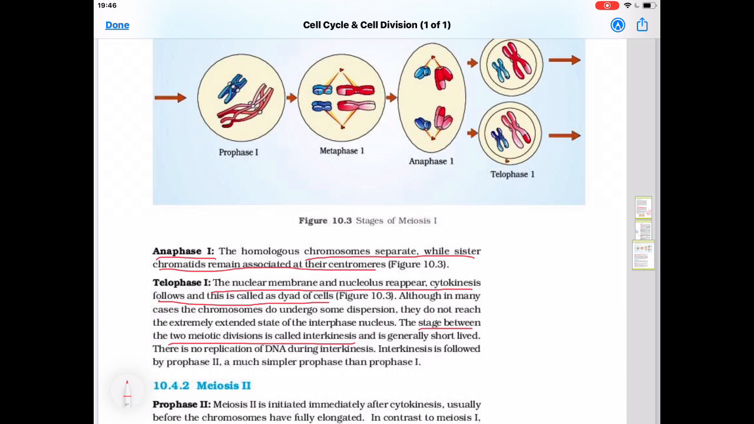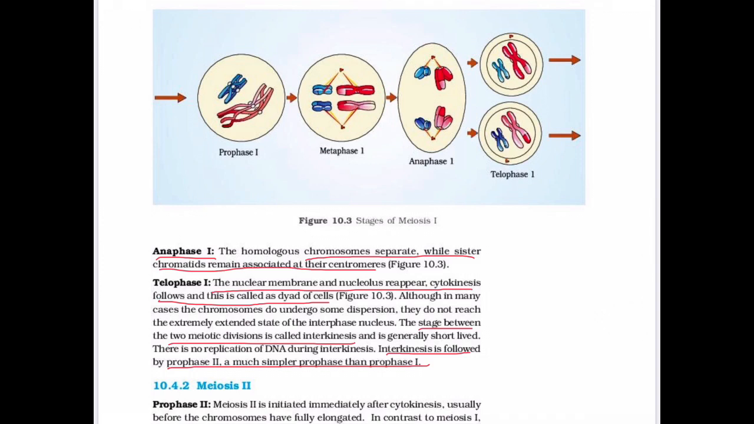Interkinesis is followed by prophase 2, a much simpler prophase than prophase 1. So after telophase 1, the cell goes into the meiosis 2 condition. In that, again there are prophase 2, metaphase 2, anaphase 2 and telophase 2. That we will study next time.